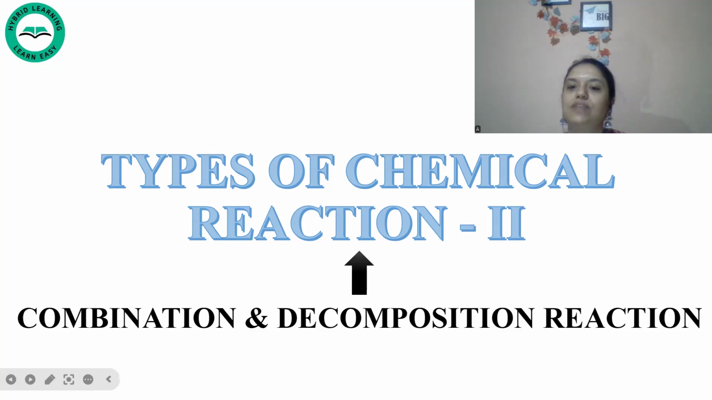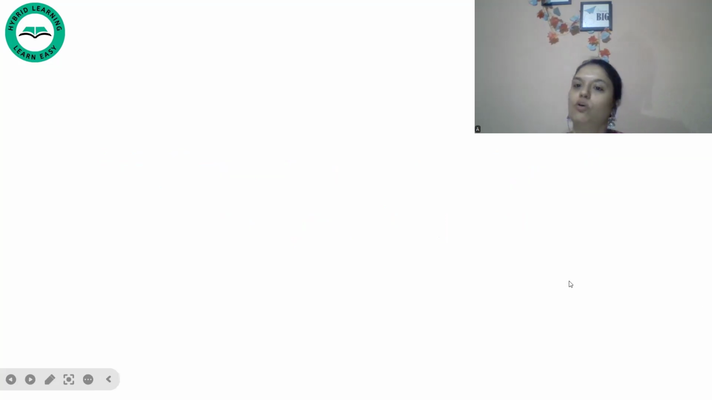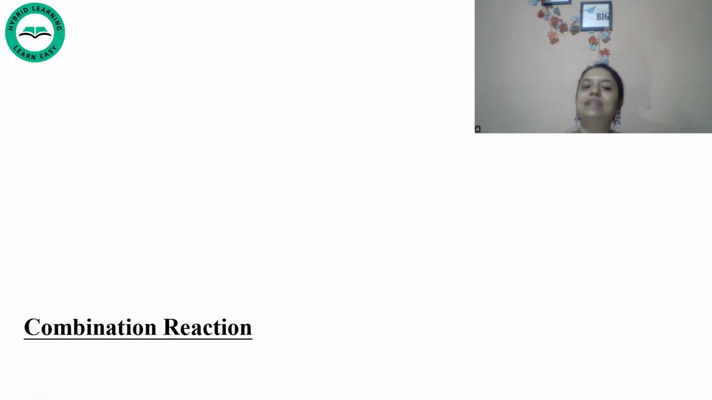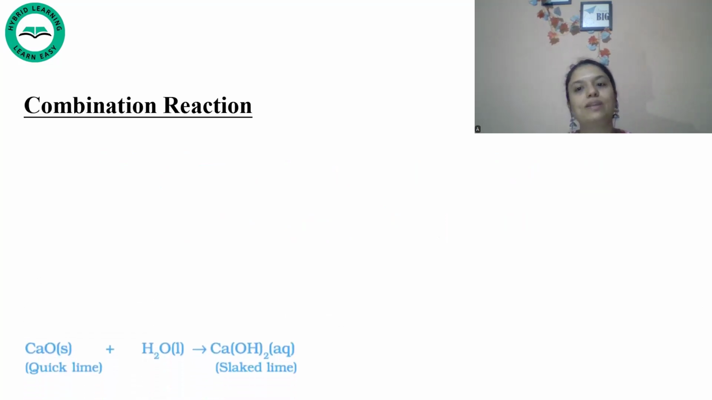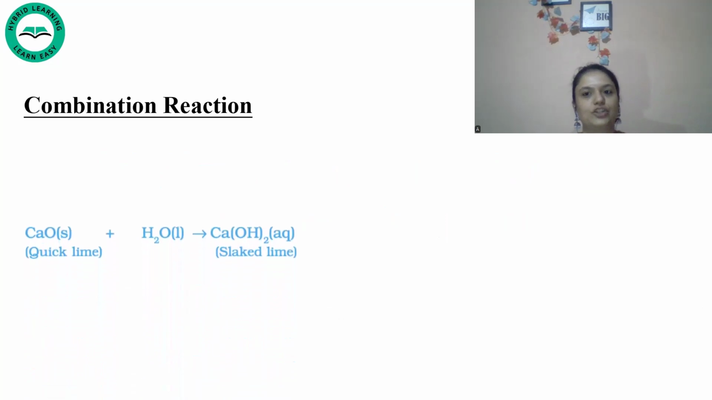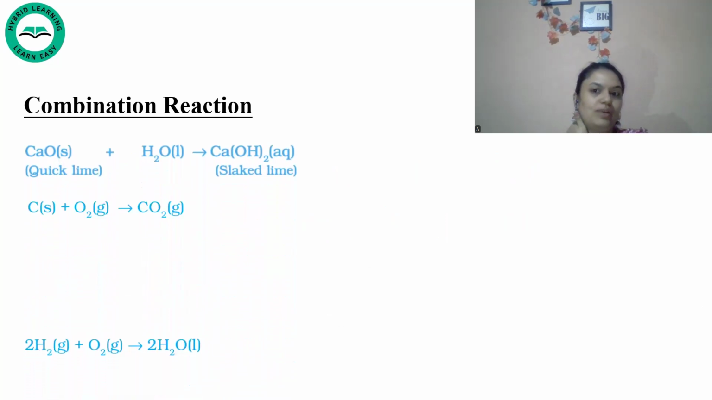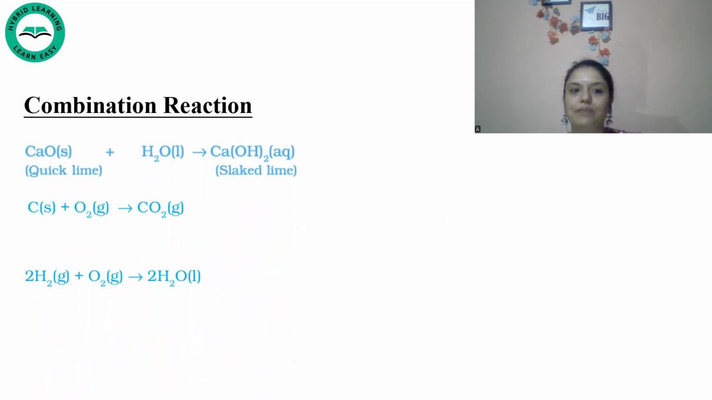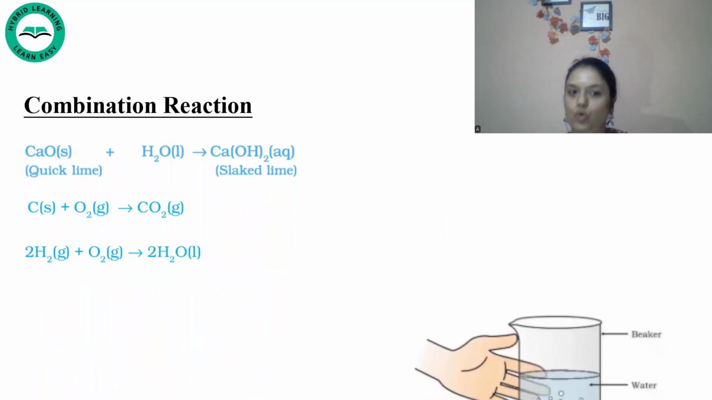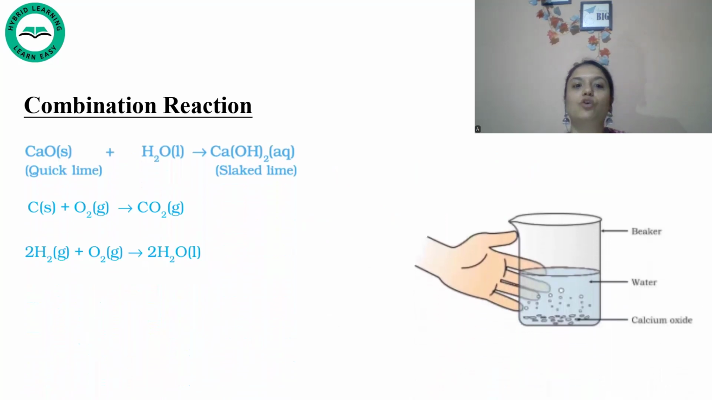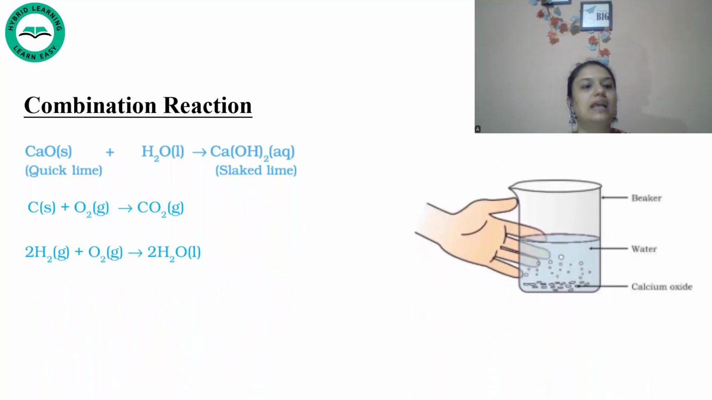So the first reaction that we are going to talk about is the combination reaction. Okay, now from the name itself, you can understand. Combination reaction is the type of reaction in which two reactants react or combine together to form a single product. The first equation we talk about here is quicklime reacting with water and forming slaked lime. So this is calcium oxide on reacting with water producing calcium hydroxide, which is slaked lime.